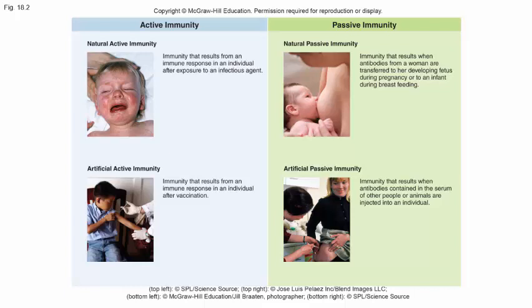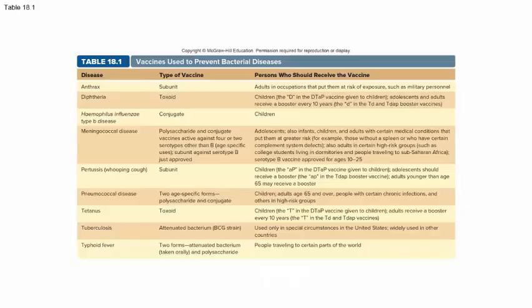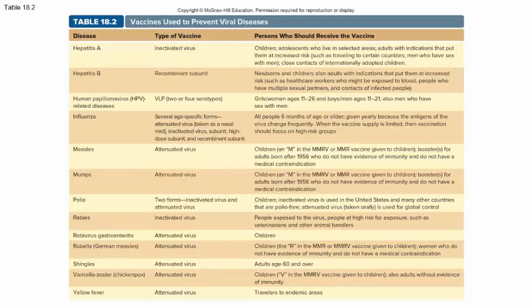So let's go into this, and I would turn your attention also to tables 18.1 and 18.2. You can see the vaccines used to prevent bacterial diseases, and then the vaccines used to prevent viral diseases. There are quite a few of them. Sadly, a few were recalled because they caused problems.